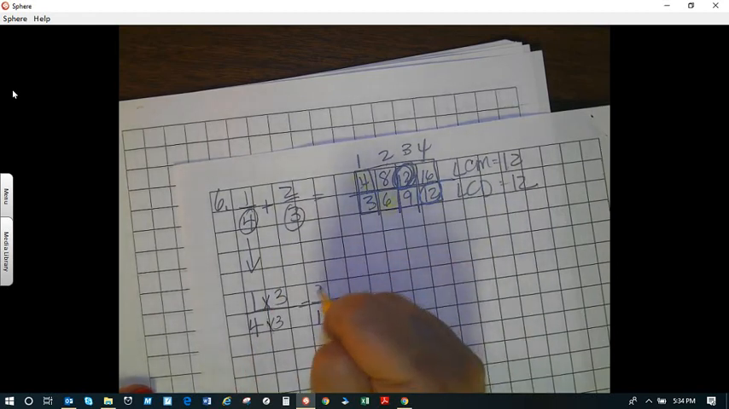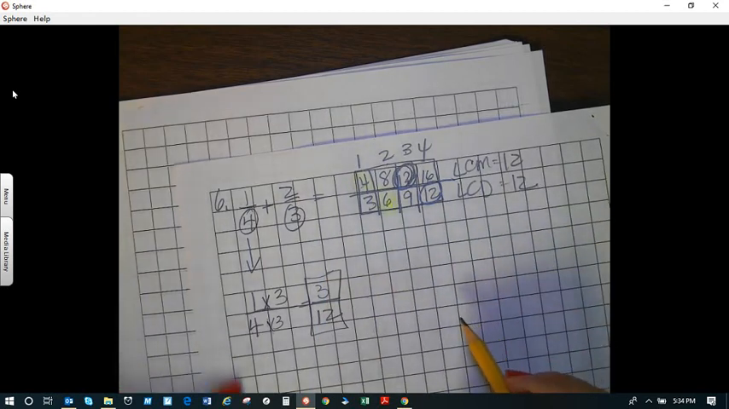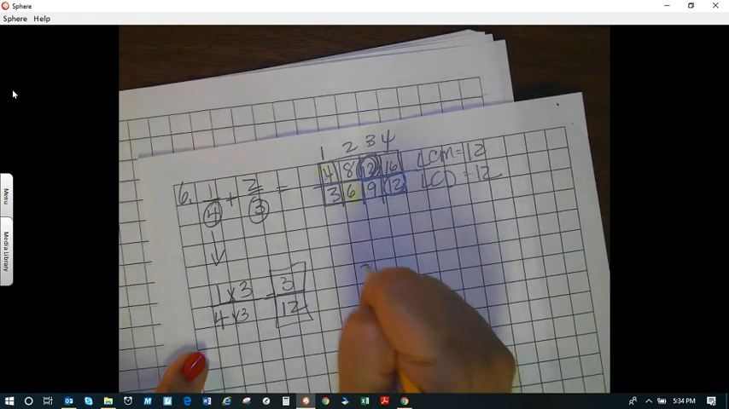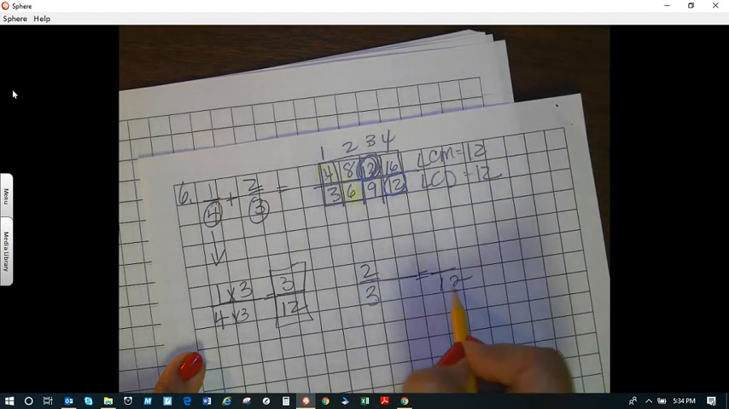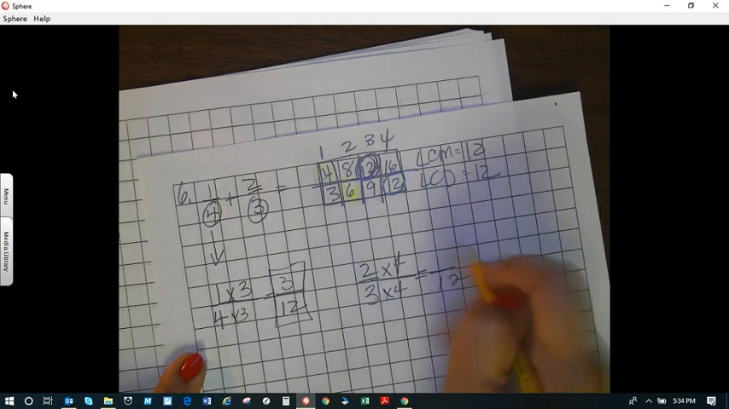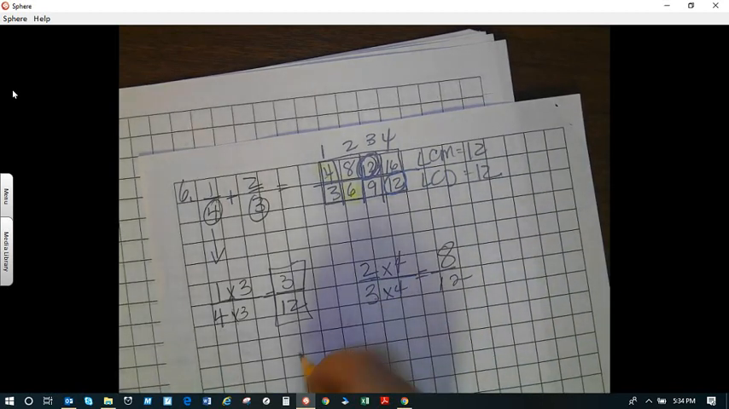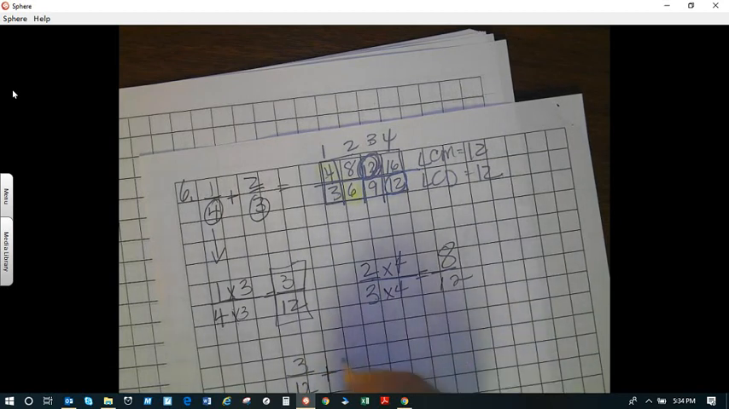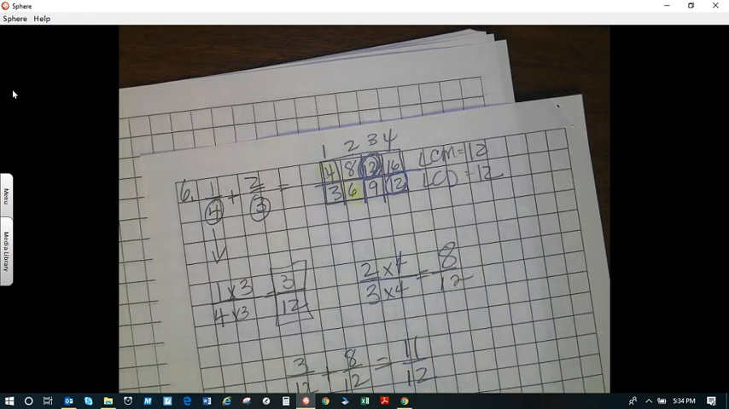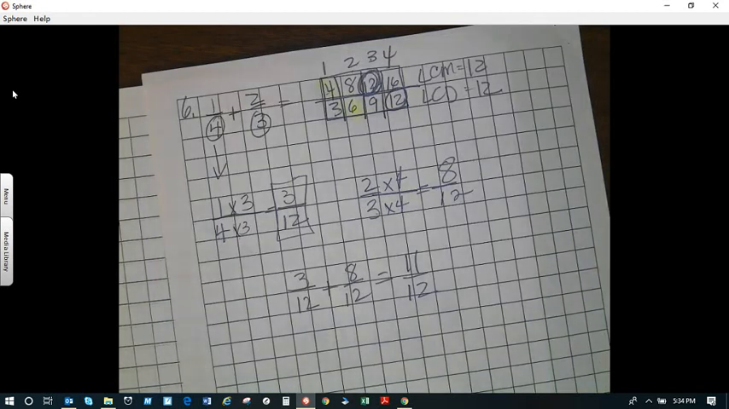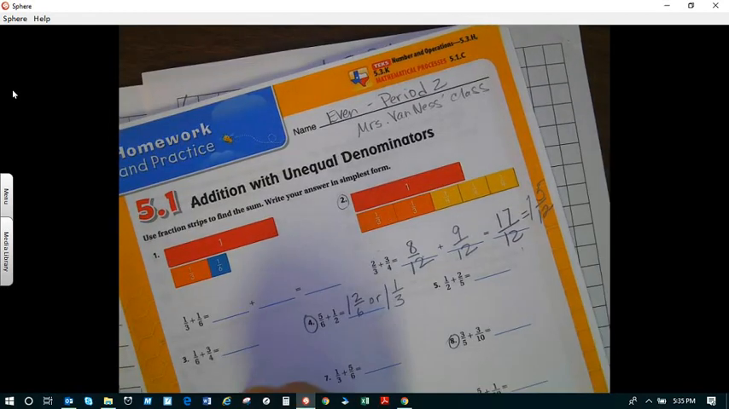So 1 times 3 is 3. So the equivalent fraction is 3/12. Do the same thing with the 2/3. Extend my fraction bar. And this is 12. 3 to 12, I multiplied it by 4. And that's 8/12. Now I can add it up. I have 3/12 plus 8/12. 8, 9, 10, 11. The answer is 11/12, which is, how far away is it from a whole? Yep, 1/12. Very good. So the answer is 11/12.